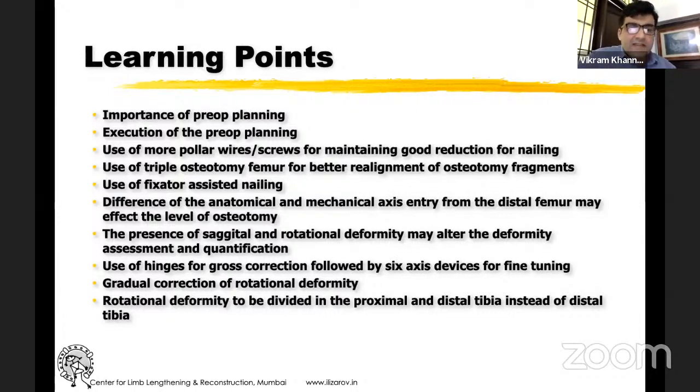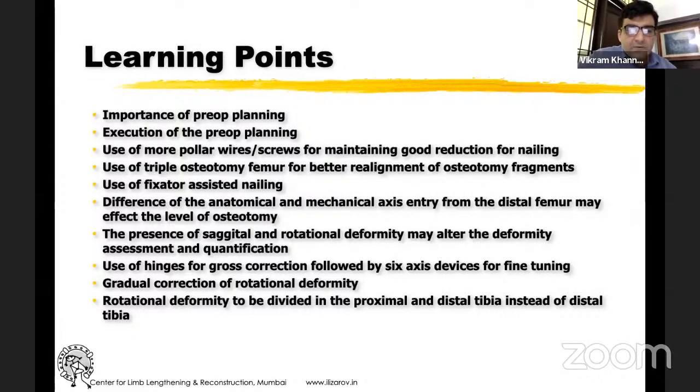Then, the presence of sagittal and rotational deformity may alter the deformity assessment and quantification. On the right side, there was quite a bit of procurvatum deformity, whereas there was a rotational element of deformity in both the lower limbs. I think CT would have been an asset in such a case, but again, the radiation and the cost, so the benefit is questionable.